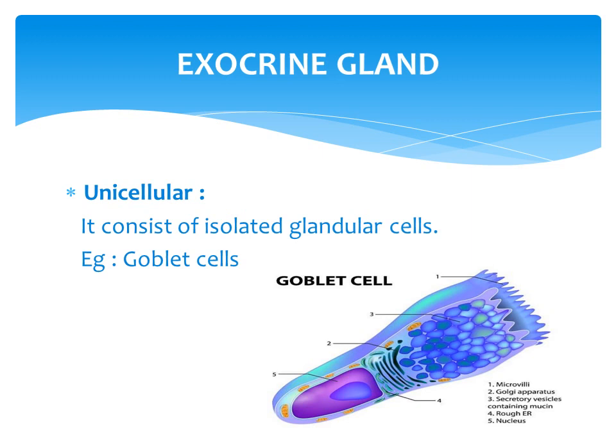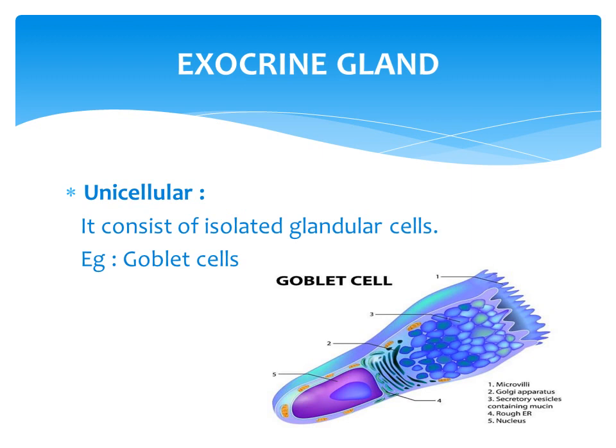So the exocrine gland, first type is unicellular. So what do you mean unicellular? Of course, it consists of only a single cell. That only we used to say as unicellular, right? And here also it's a cell, but it is secreting the secretions. And the definition is given as it consists of isolated glandular cells.